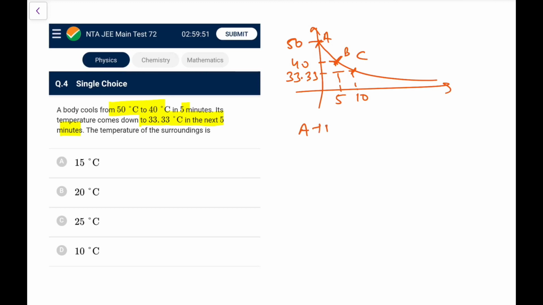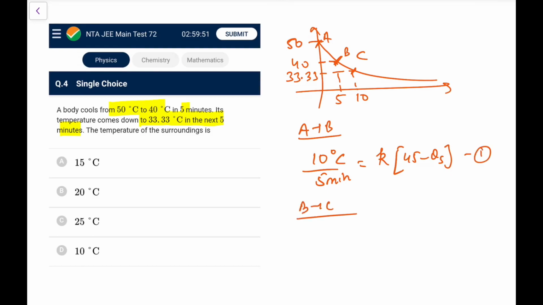So A, B, C, first between A and B. The equation says the drop is 10 degrees Celsius upon 5 minutes, that would be k times theta average. Theta average is 45 minus theta surroundings. This is first. The second one, from B to C, again drop is 6.67. You can write it as 20 by 3. That would be convenient, I suppose, upon 5 minutes, that is k times average. If you do, the average comes out as 36.67 minus theta s, that is 2.